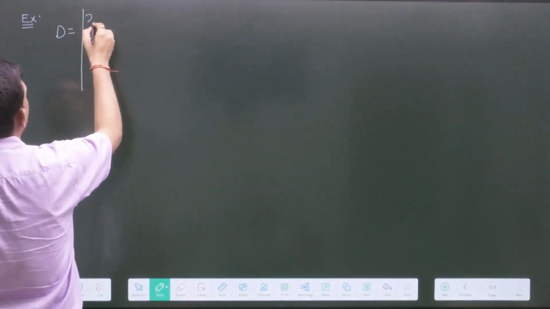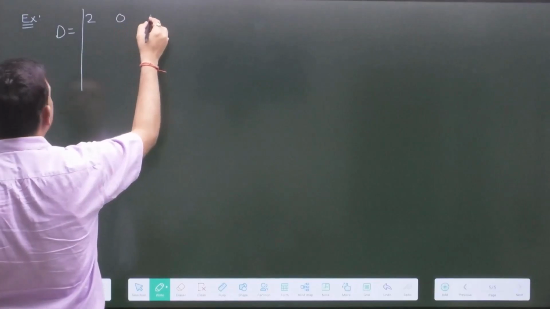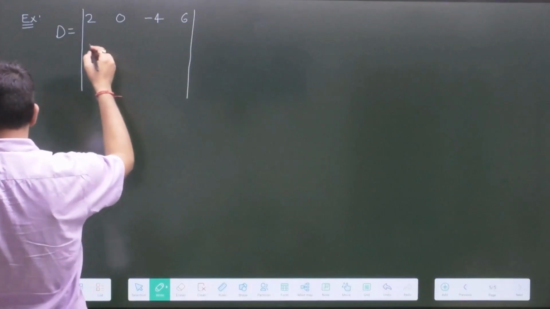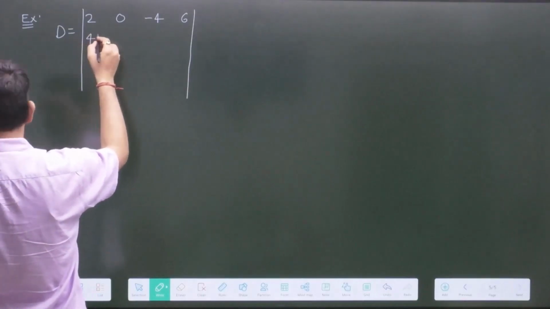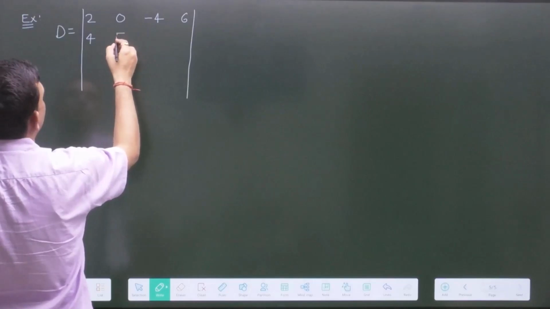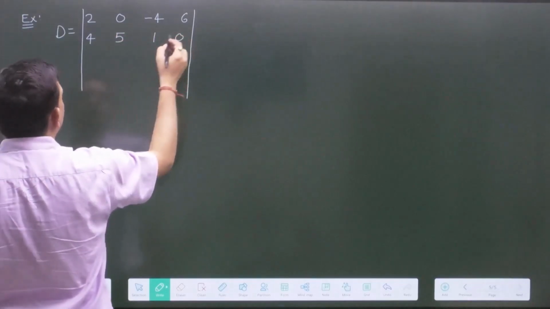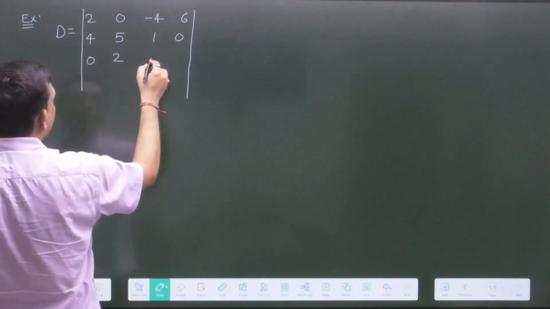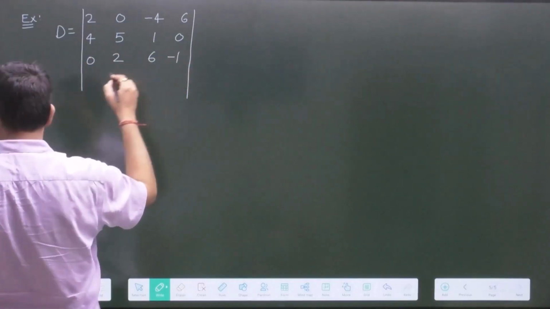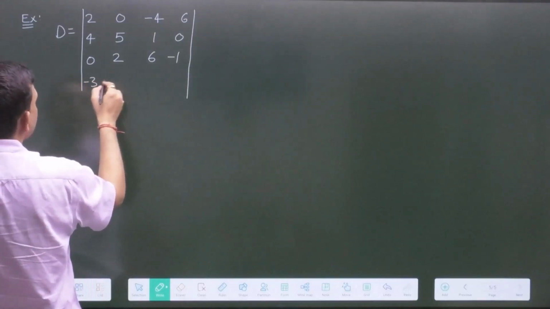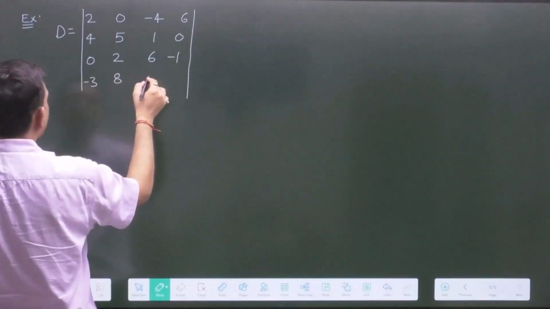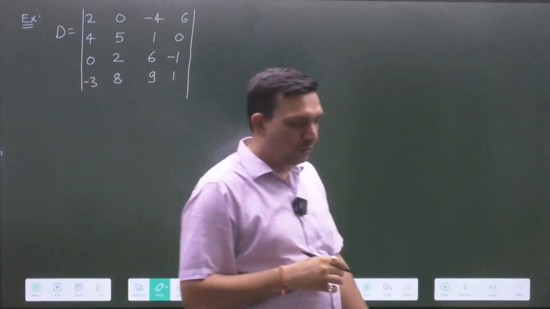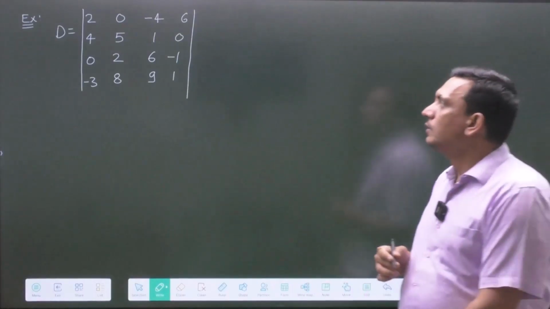This is 2, 0, minus 4 and 6. 5, 4, 5, 1, 0. 4, 5, 1, 0. And you have 0, 2, 6, minus 1. Minus 3, 8, 9, 1. You have to find the determinant of fourth order.